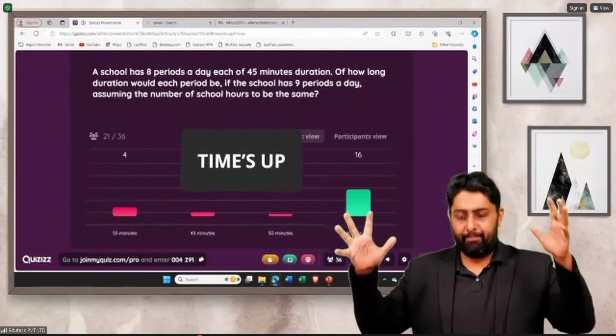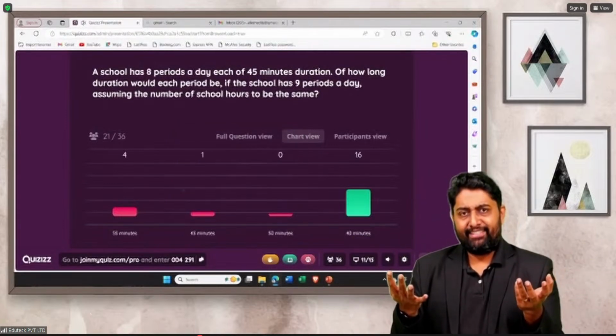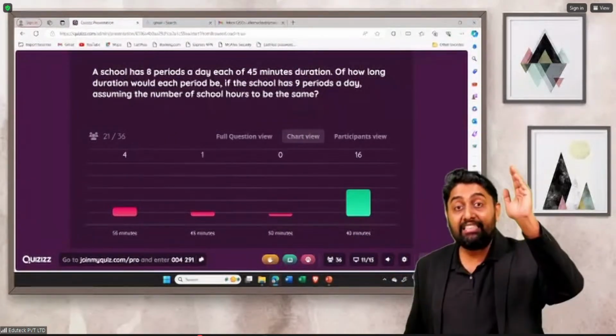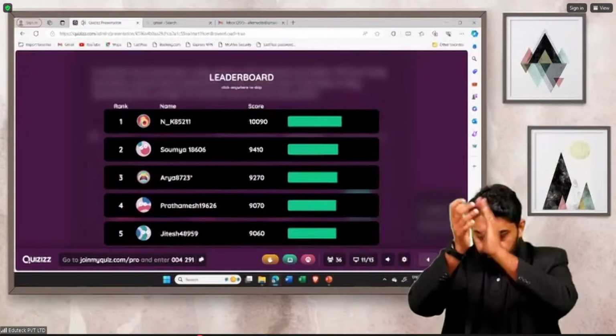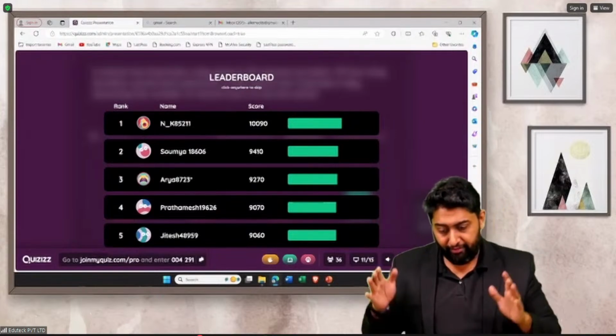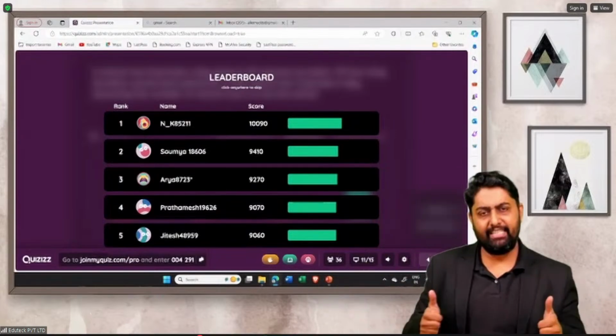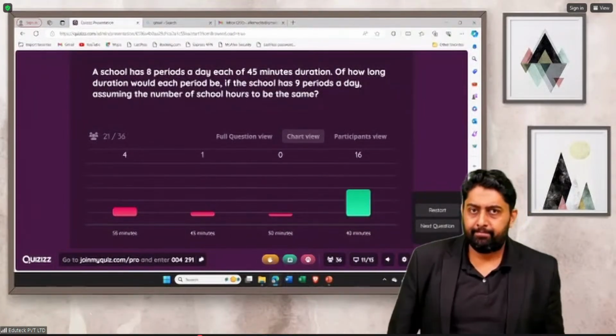And time is up. What was the correct option? It was 40 minutes. Very simple. And that is given correctly by 16 of you all. That also shows that there is no change in the first 5 people. Good. Excellent. Just tell me if I need to explain this question.